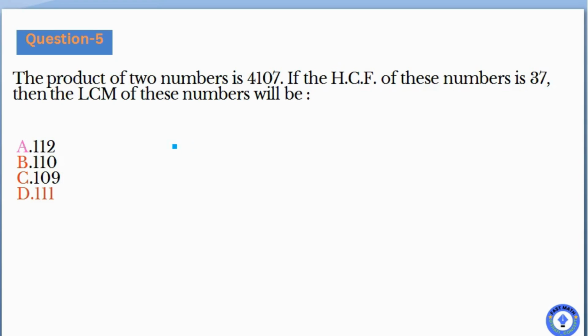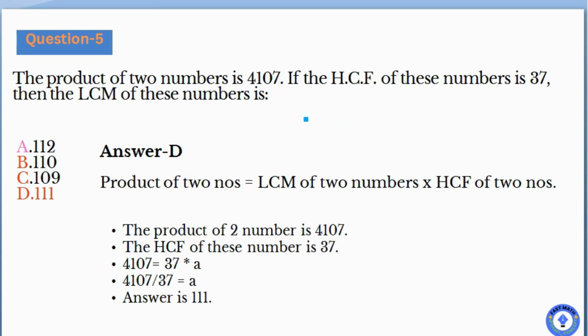Let's move to the next question. The product of two numbers is 4107. If the HCF of these numbers is 37, what is the LCM? It is a very easy question because it is a direct question. As per our formula, the product of numbers is equivalent to the LCM of those numbers into HCF.